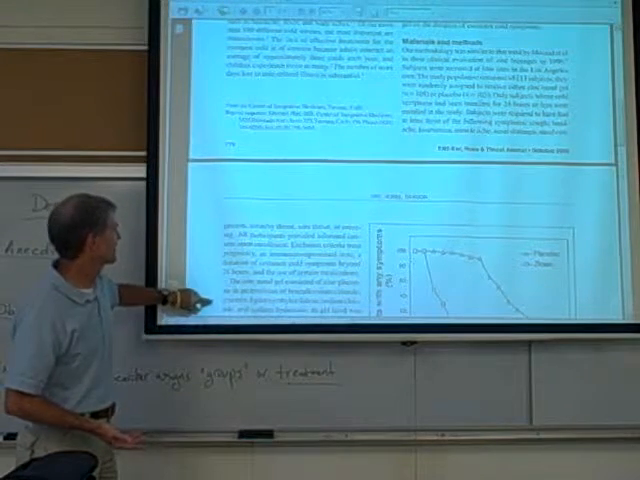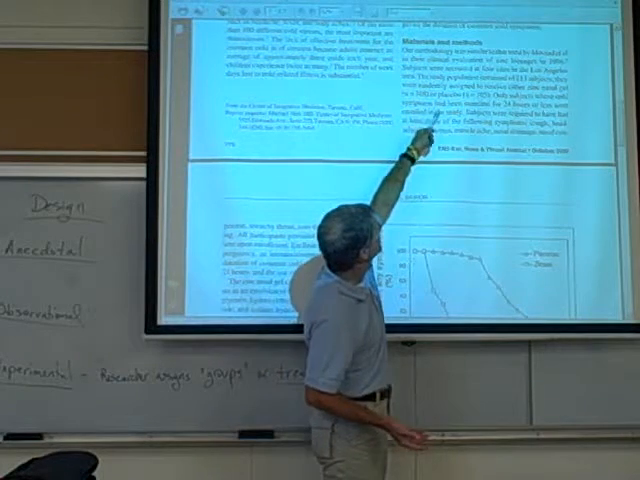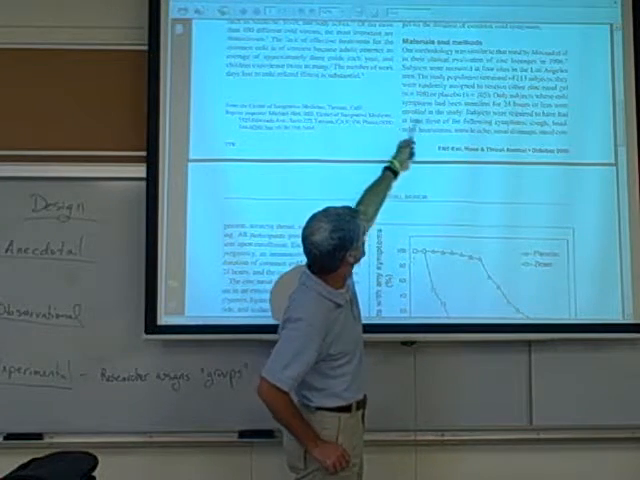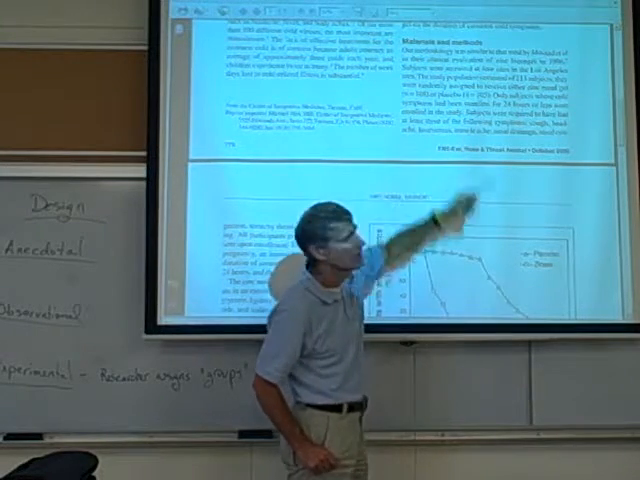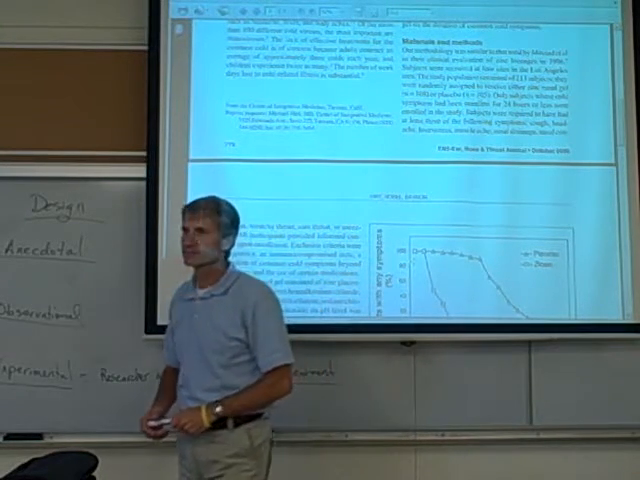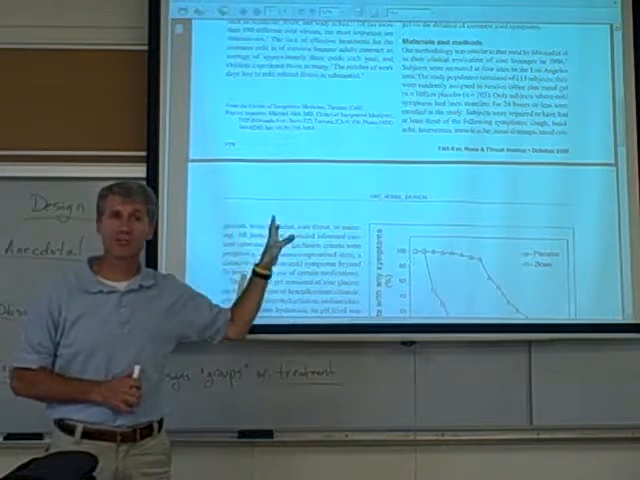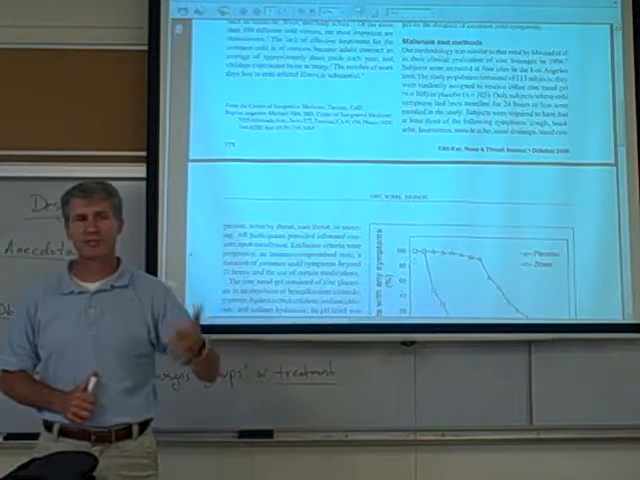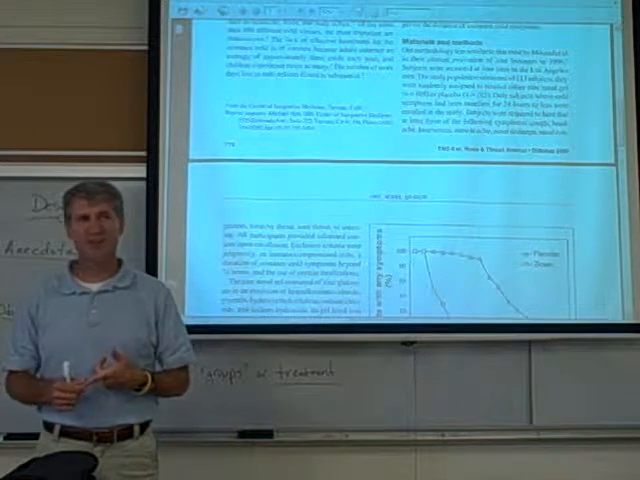In the methods section, right up here, the study population consisted of 213 subjects. They were randomly assigned to receive either zinc nasal gel or placebo. Experiment? Yeah, experiment. And this is actually a very good experiment. It's a randomized, placebo-controlled experiment.